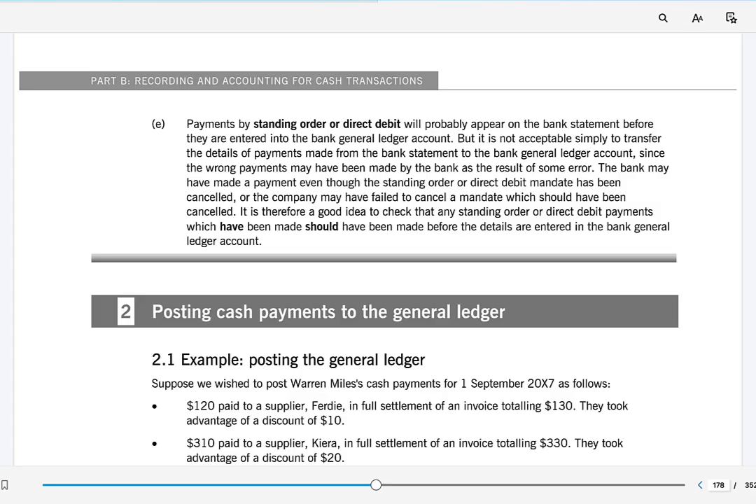Fourth reason, it supports completeness and control. Completeness means all real payments are recorded. Control means only correct payments are accepted. This procedure supports both. Now I will give you the final teacher conclusion.